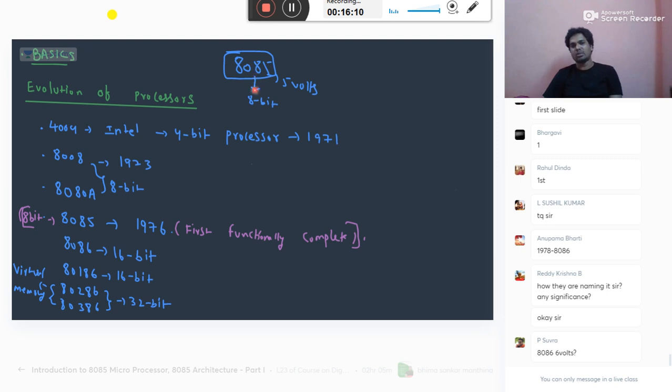It is an 8-bit processor, a 5-volt source is required. Okay, so that's what I said. So 86 is 16-bit, so people will match this as 6. People can manage anything so that your answer will be satisfied, but I don't want to give those kind of answers.